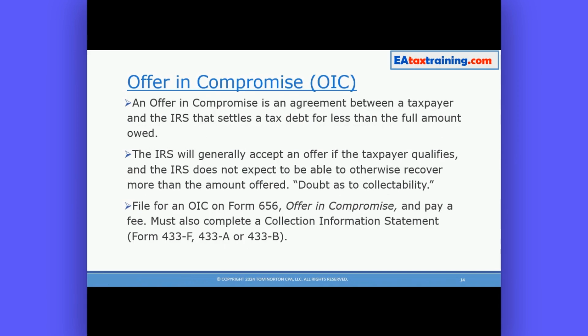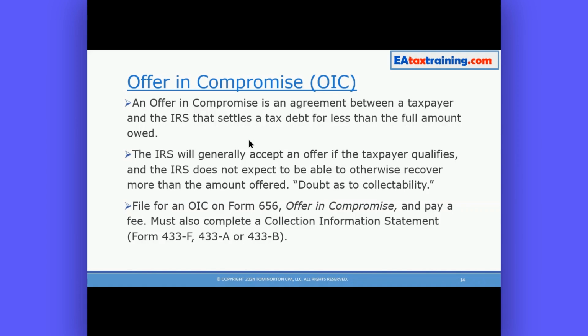Next is the offer in compromise, and it is important that you understand this because this is what you hear all the radio ads and TV ads and online ads about. So let's understand what they're talking about. This is an agreement between a taxpayer and the IRS that settles a tax debt for less than the full amount owed. I'm sure you've heard those commercials where they have these people come on and say, oh, I had this big tax debt and XYZ company got it reduced and I paid 10 cents on the dollar. You hear all of these kind of ads.